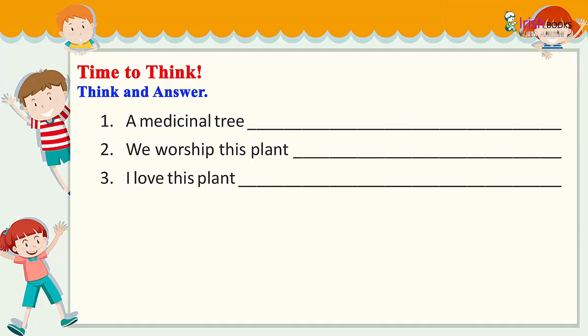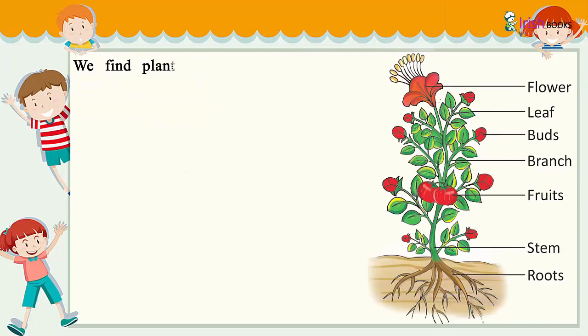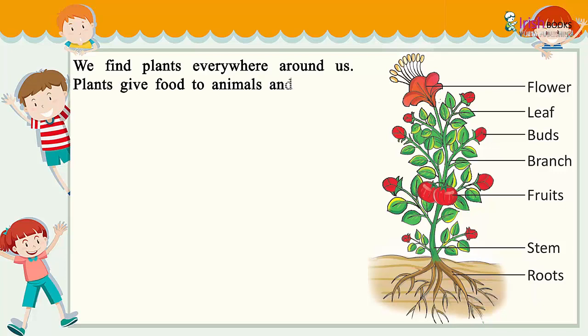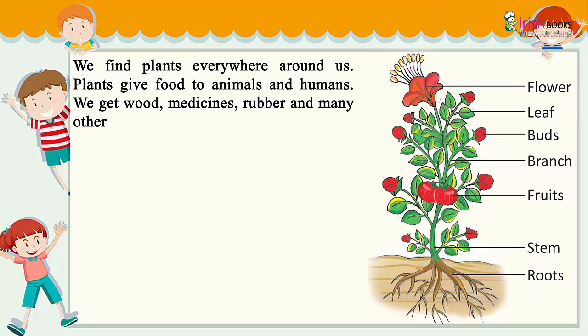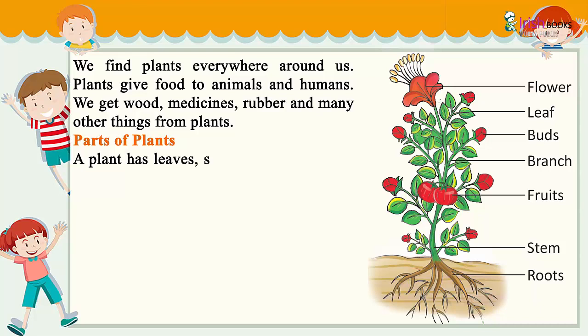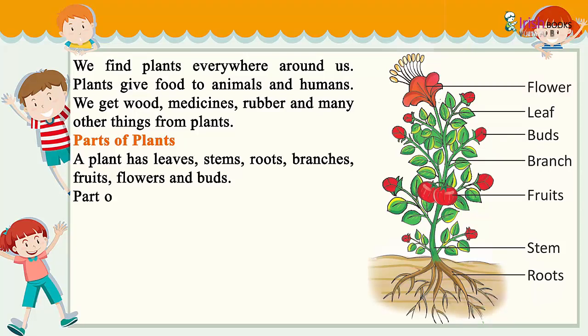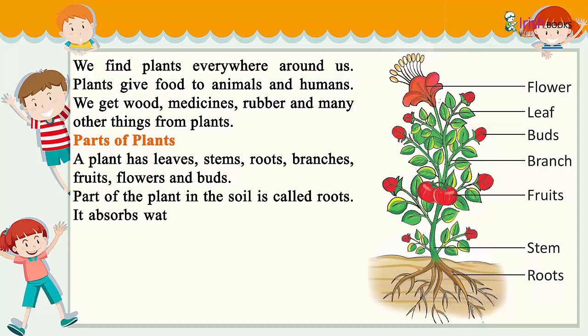We find plants everywhere around us. Plants give food to animals and humans. We get wood, medicines, rubber, and many other things from plants. Parts of plants. A plant has leaves, stems, roots, branches, fruits, flowers, and buds.